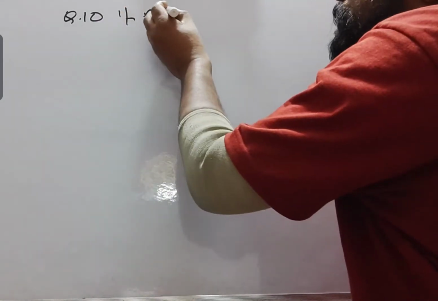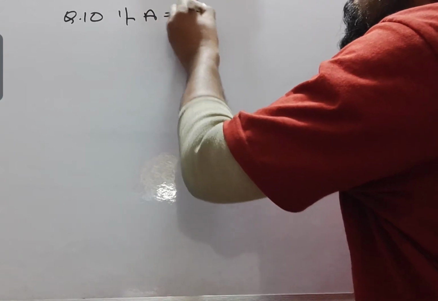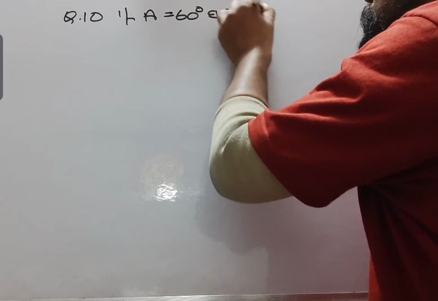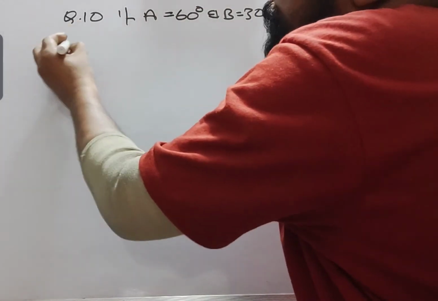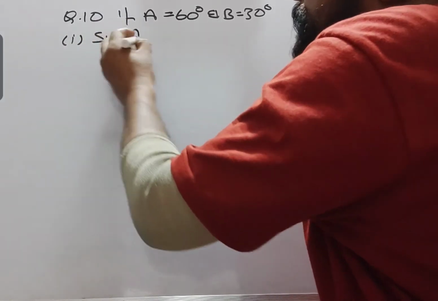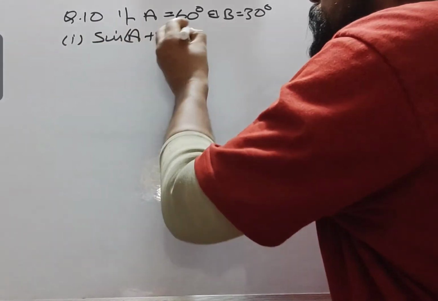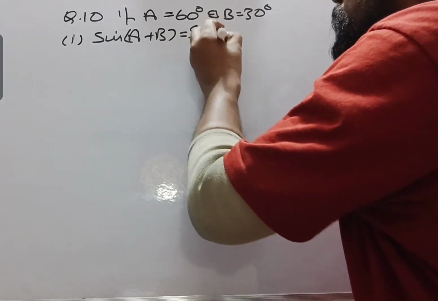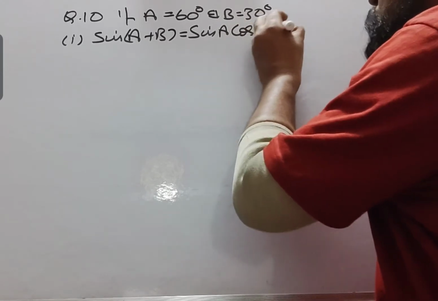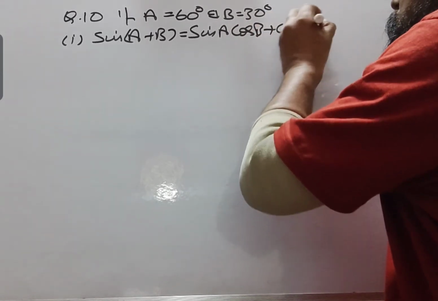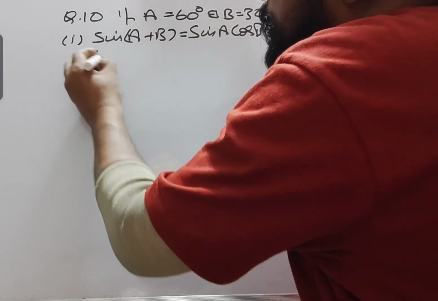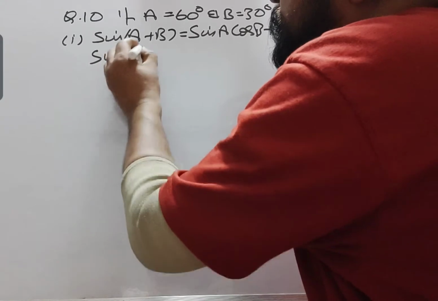If A is equal to 60 degrees and B is equal to 30 degrees, then the first question is sin(A + B) is equal to sin A cos B plus cos A sin B.